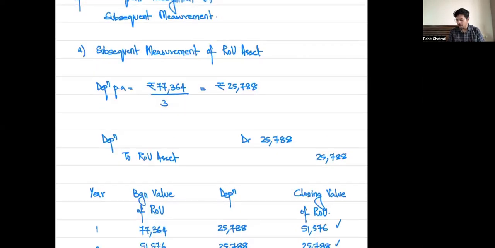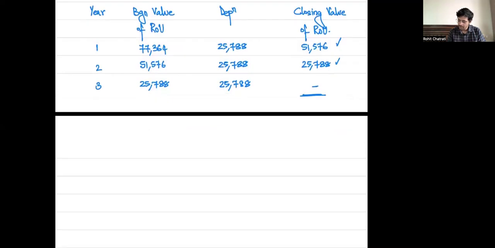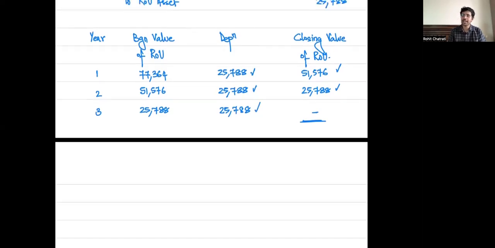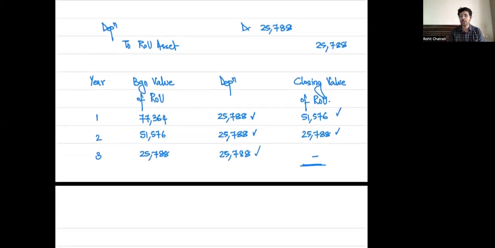All right. This was with regards to subsequent measurement of ROU asset. This depreciation was being recognized in the income statement at 25,788, and the remaining balance was being reported on the balance sheet as right of use asset.